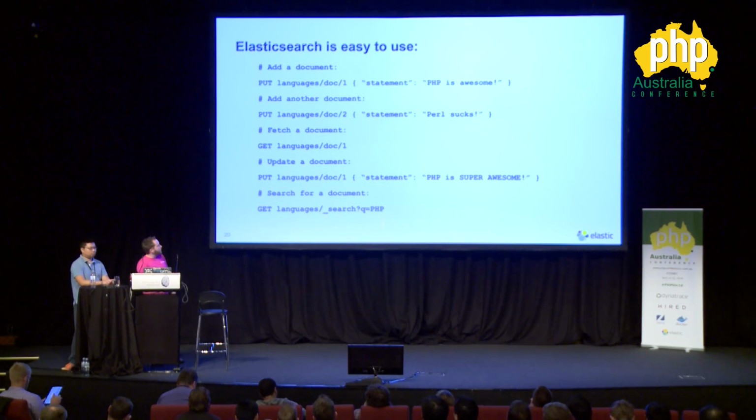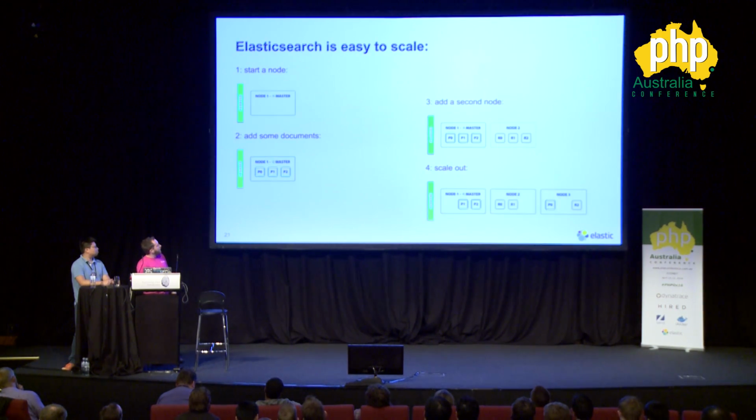And if we want to search for the PHP term, you can see that we're just doing a search on the URL, just like you would do on most websites. Just q equals PHP would return this first document, but not this Perl one. Because, who's interested in Perl?